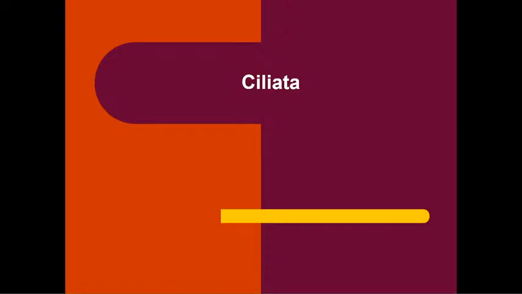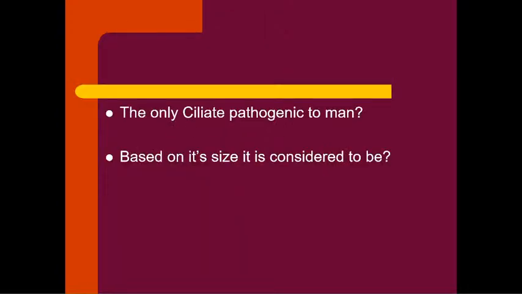And we're almost finished with the protozoans. We're going to talk about the family of ciliates. The only ciliate that is pathologic to man is, of course, Balantidium coli. Based on its size, it's the largest protozoan pathogenic to man. This is, again, another question. This slide is a high-yield slide. You need to put a star on this one. If you received your slideshows, please put a star on this one.